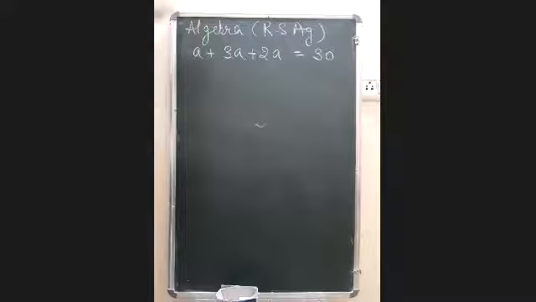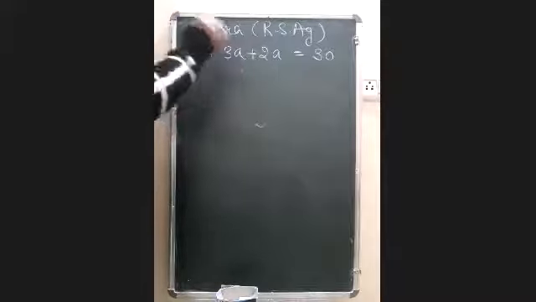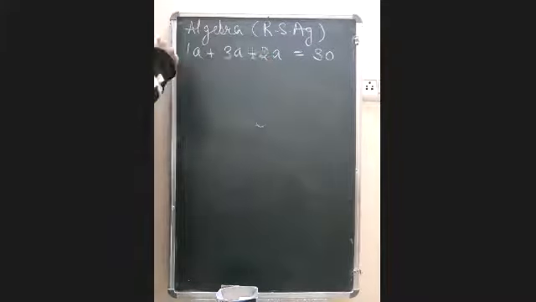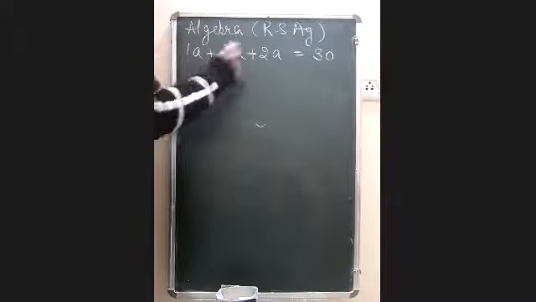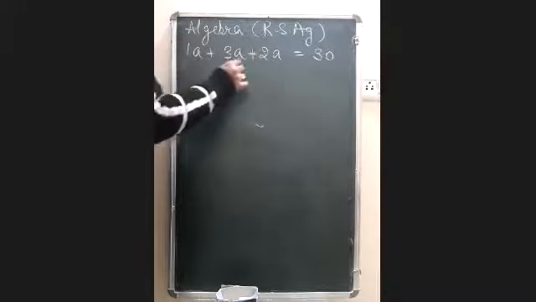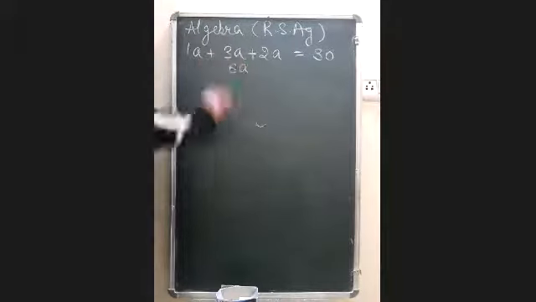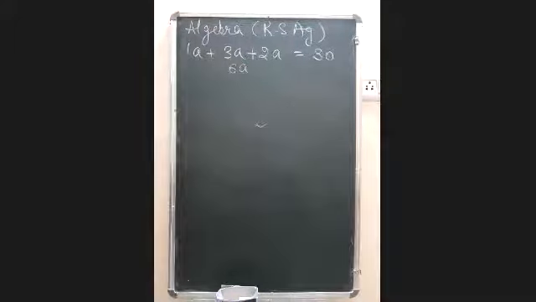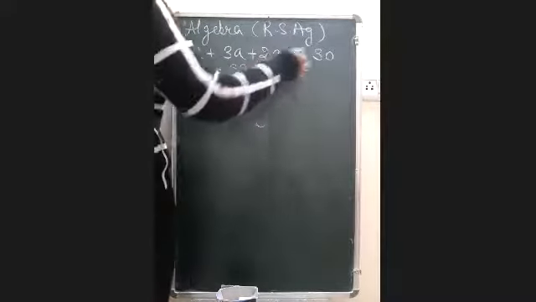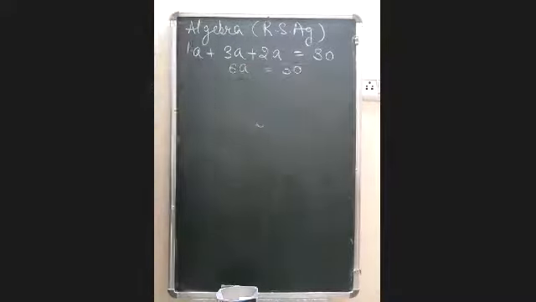So it's just like the question like a, like you can take a as an apple. So this is 1 apple, this is 3 apple, and this is 2 apple. So if you talk about all together, they are 1 plus 3 will give you 4, and 4 plus 2 give you 6. So these are total 6 apples. Okay, these are total 6 apples, and is equal to 30, which was given in the question.